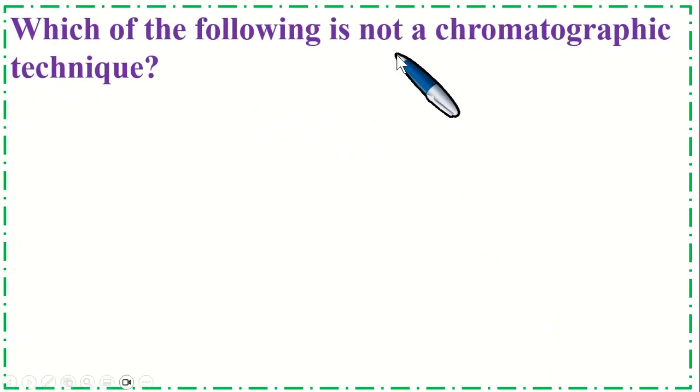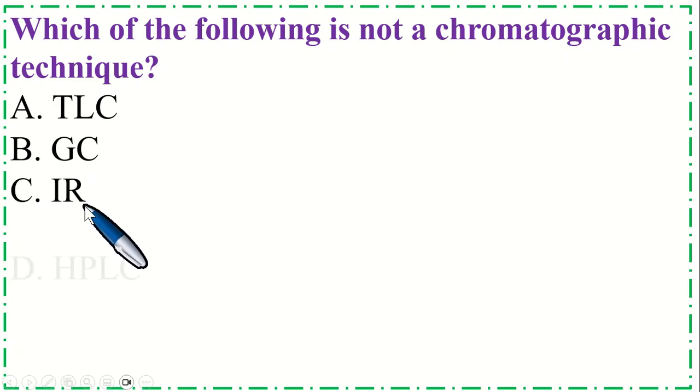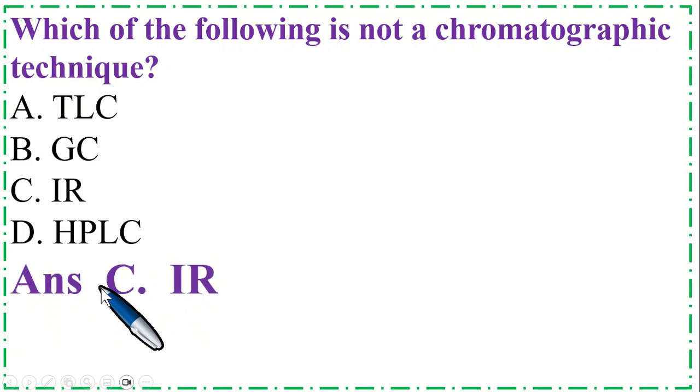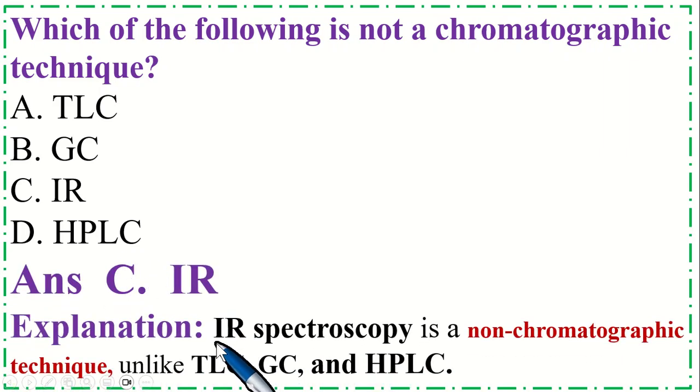Which of the following is not a chromatographic technique? Option A, TLC; B, GC; option C, IR; and option D, HPLC. So the correct option is C, IR. IR spectroscopy is a non-chromatographic technique, unlike TLC, GC, and HPLC.